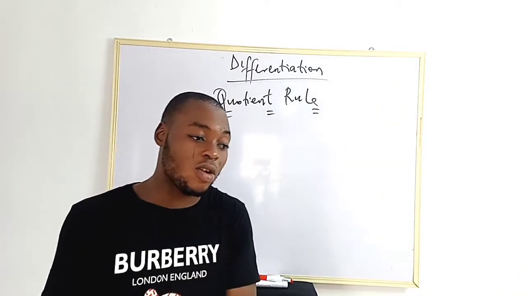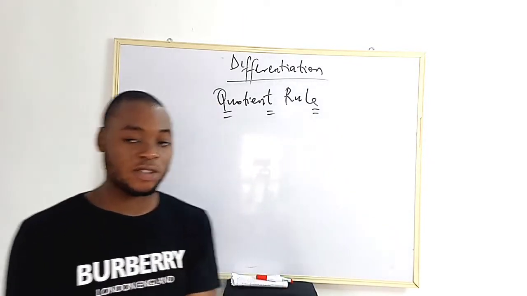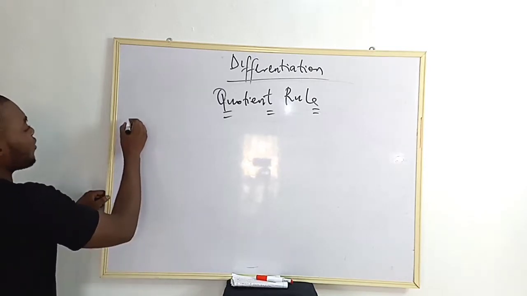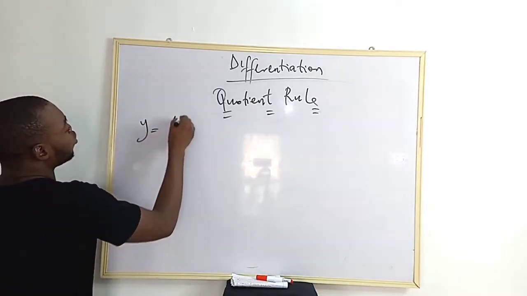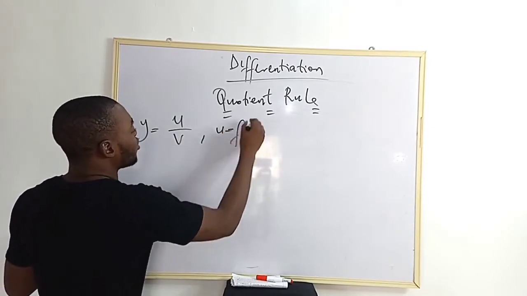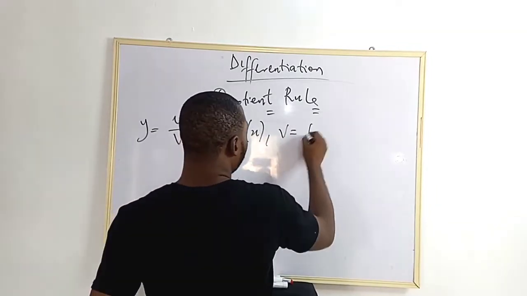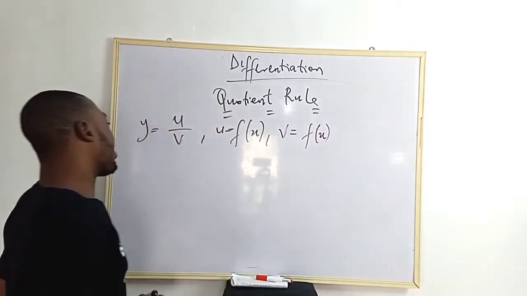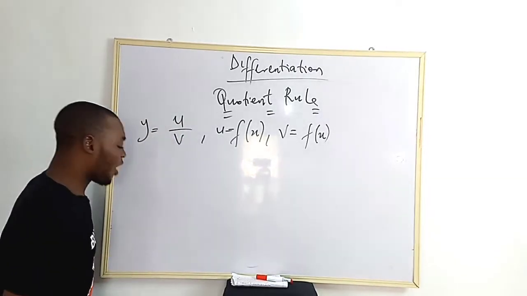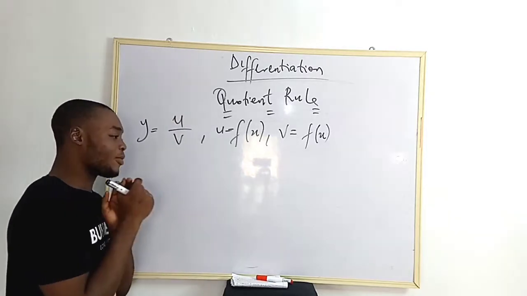In the last class we discussed how you differentiate a function that is a product of two other functions. But in this class, we're going to discuss a function where y equals u over v, where u is a function of x and v is also a function of x. So we have something like a fraction. How do you differentiate something like this?